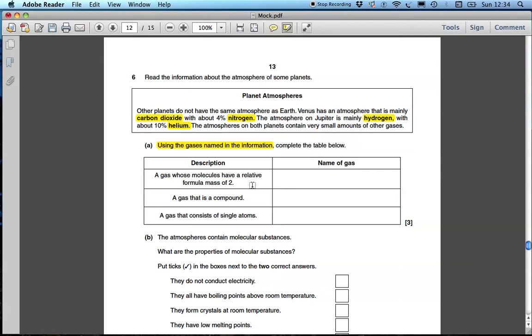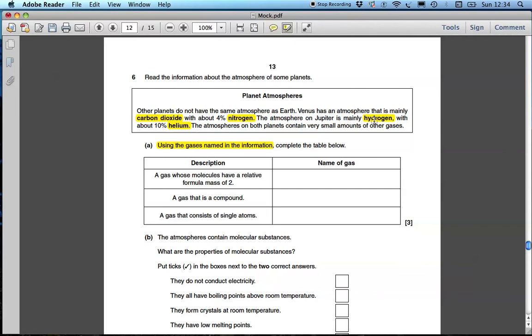So the first thing you had to realise here was that we are talking about molecules. We're not talking about atoms. A lot of you put helium for this. Firstly, the relative formula mass of helium is 4. It's always the bigger number that you're looking for. In that case, it's 4, so it can't be helium. Also, helium does not exist as molecules. Helium is in group 8 and exists as single atoms. Okay, so it can't be that. Which leaves us with nitrogen, carbon dioxide, or hydrogen. And the answer was hydrogen.